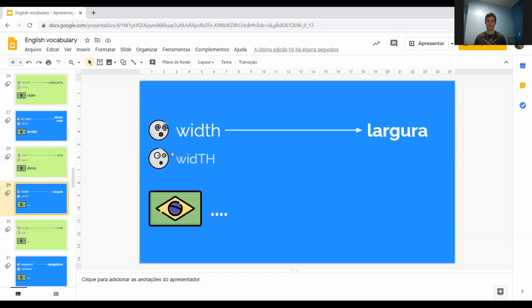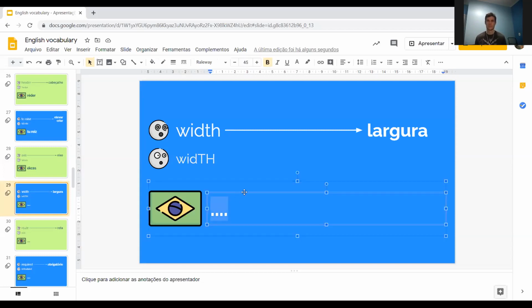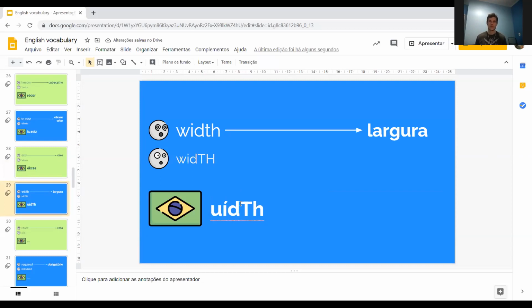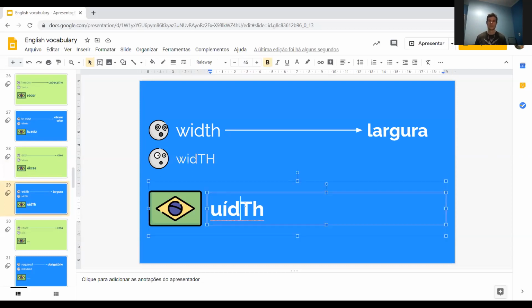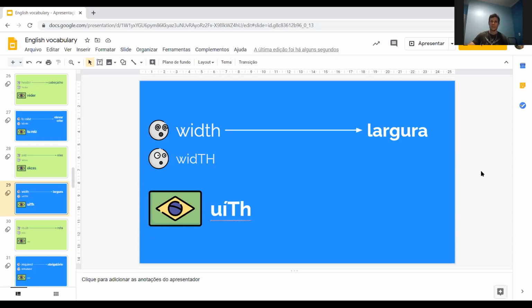Okay. Next one, I would say width. So you're gonna say WID, and then a TH. But the D is very subtle. Width. That's very hard because I spent my whole life saying it wrong. Yeah, it sounds like you're making a vowel sound in the middle. And you don't want to do that. It's just the width.